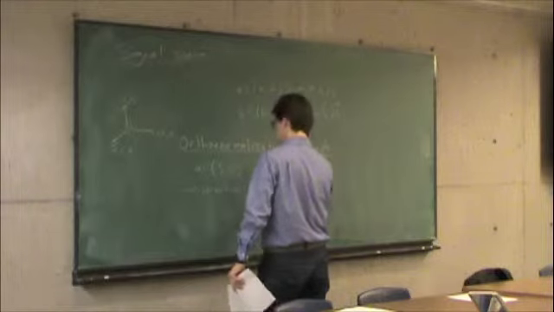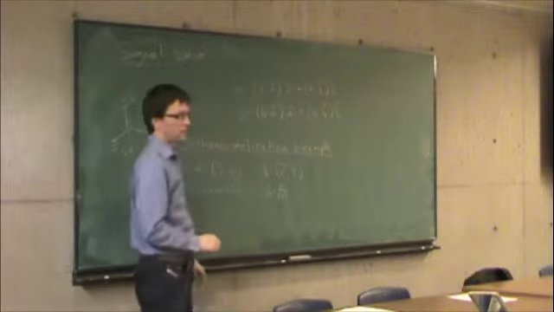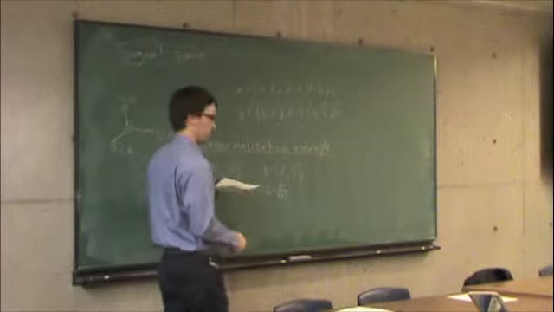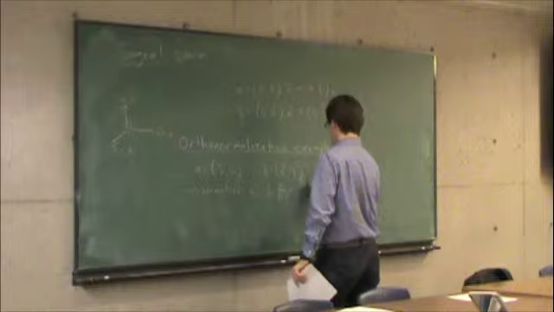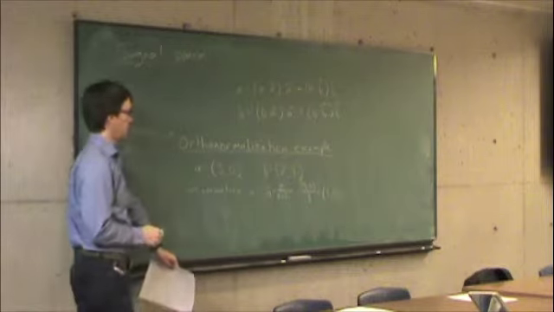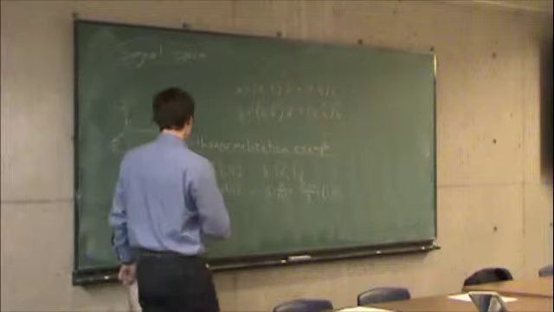So A hat is equal to A over the norm of A. What's the norm of A? Just 3. The norm is the length, and the length of this is obviously 3. So I get 3, 0 divided by 3, which is 1, 0. That's clearly normal. In other words, it has length 1.